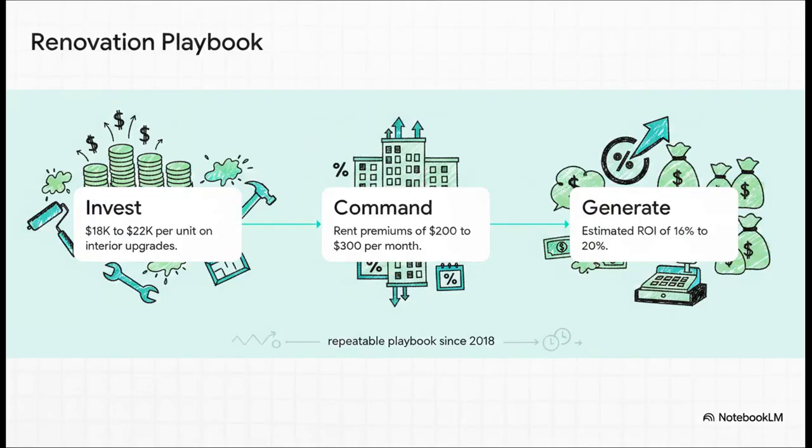The math behind this value-add strategy is perfectly laid out for your valuation inputs. Step 1. They deploy CapEx of between $18,000 and $22,000 per unit. Step 2. That specific upgrade lets them push a rent premium of $200 to $300 per month. Step 3, that directly translates to an estimated return on investment of 16 to 20%. They've been running this exact, repeatable playbook since 2018, and it consistently forces serious net operating income growth.